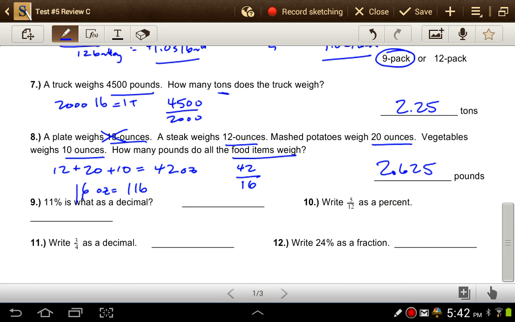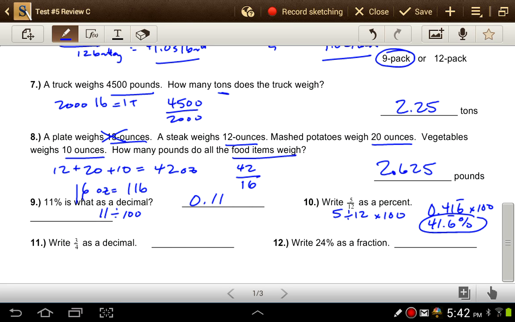9, 10, 11, 12. These are just quick conversions. So for 11%, to turn a percent to a decimal, you divide by 100. So I'm going to do 11 divided by 100, so it's 0.11. For number 10, to turn a fraction to percent, you divide them, 5 divided by 12 times 100. And when I do that, I'm going to get a repeating decimal, 0.416 repeating, and then I multiply that by 100, so it's going to be 41.6 repeating percent.